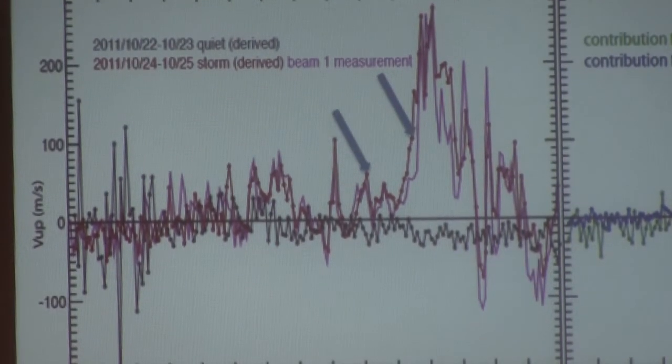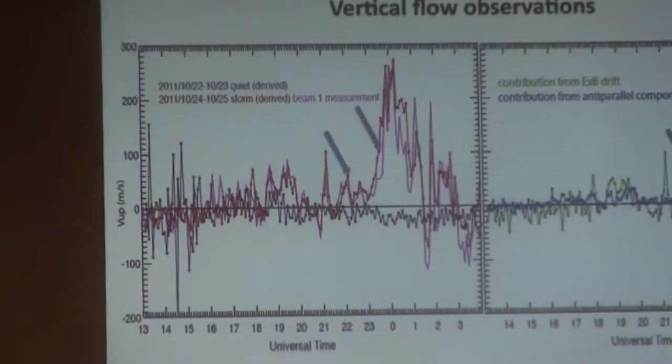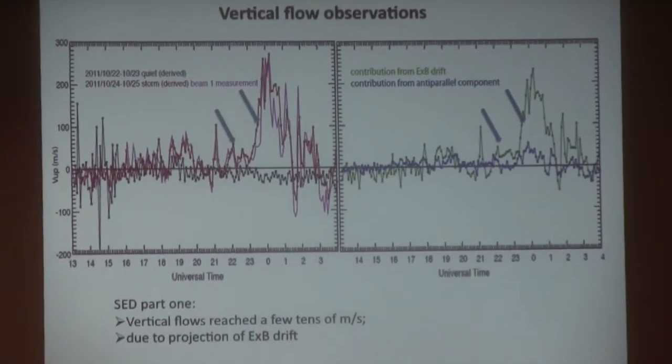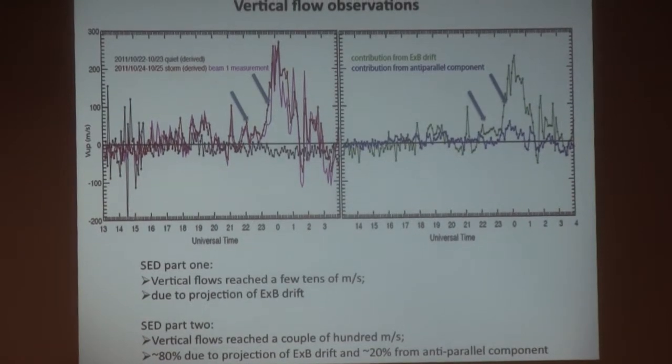This is the vertical velocity measured by beam 1. Remember, this is the one in the center, so it measured directly in the vertical direction. They agree with each other very well.